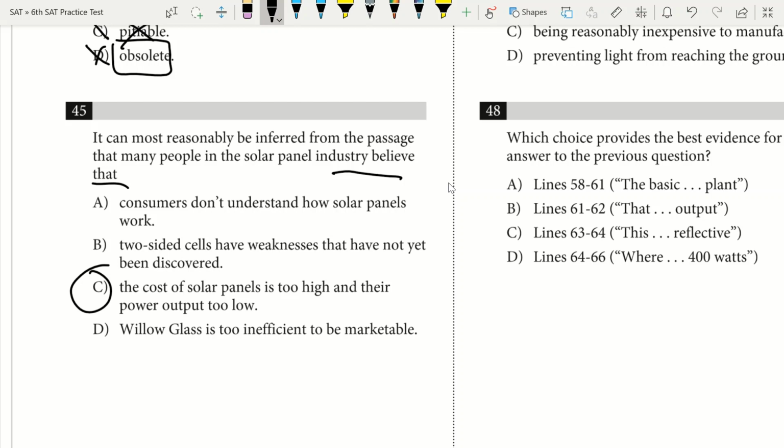As far as why A, B, and D are wrong, let's quickly cover that. A, consumers don't understand how solar panels work. We never make that claim. B, two-sided cells have weaknesses not yet discovered. We also never make that claim. D, willow glass is too inefficient to be marketable. Once again, we never make that claim.